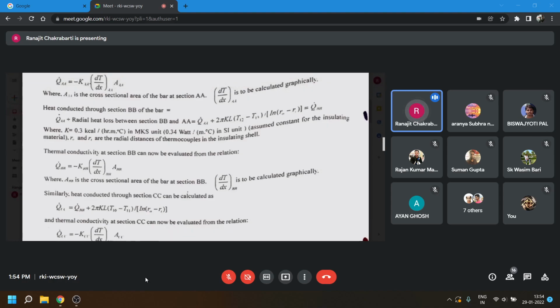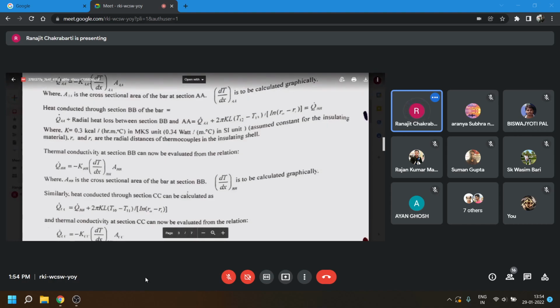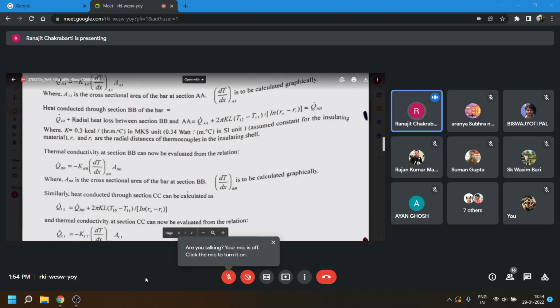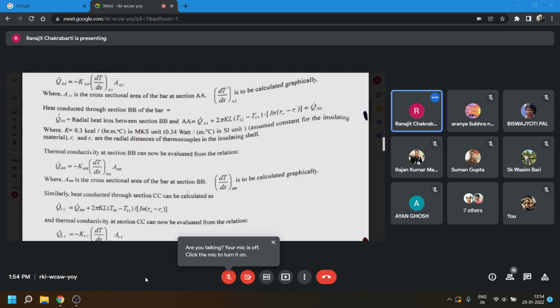And Q dot A we have found out previously. So we can make this heat balance and make it equal to Q dot BB. Again, Q dot BB is equal to how much? From Fourier's equation, it is minus K BB, that is the thermal conductivity at this section BB, dT dx at BB into A BB.